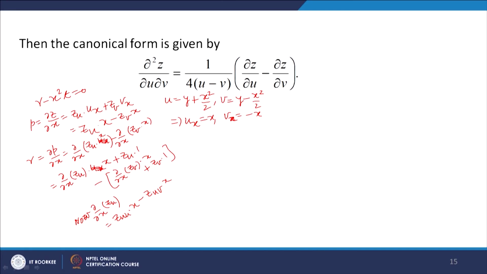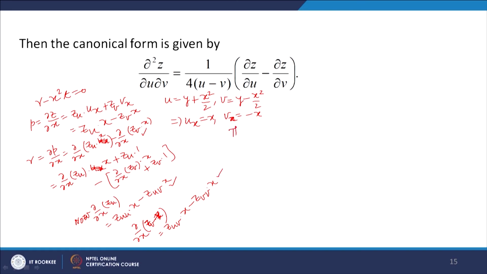Similarly, we can get the partial derivative of zv with respect to x. Let me write only this partial derivative of zv with respect to x. In place of z we put zv here, and we get zuv into x minus zvv into x. Now, let us put this value and this value here.